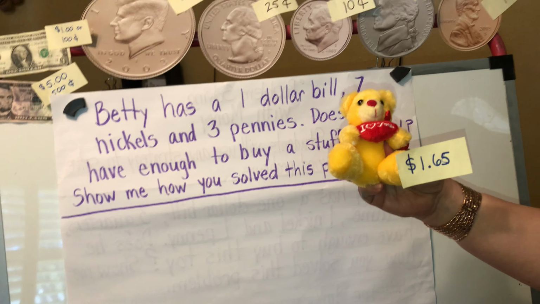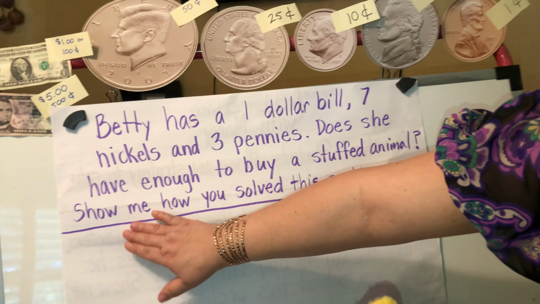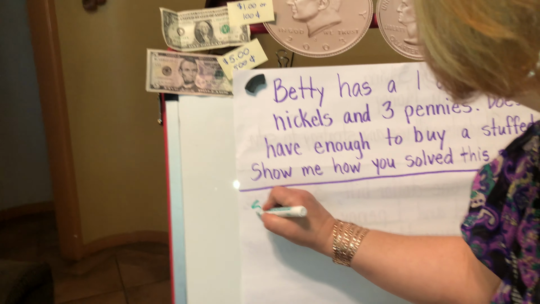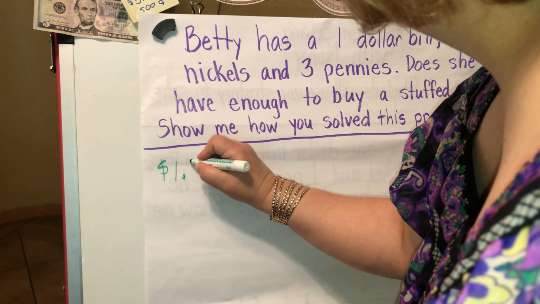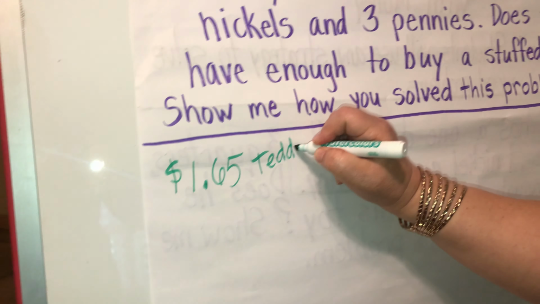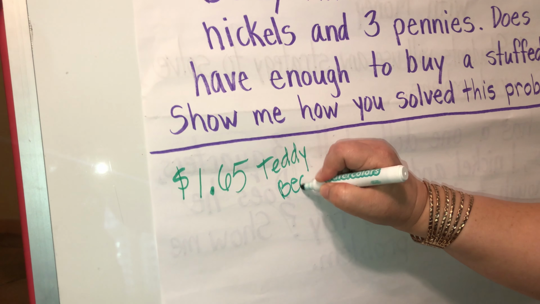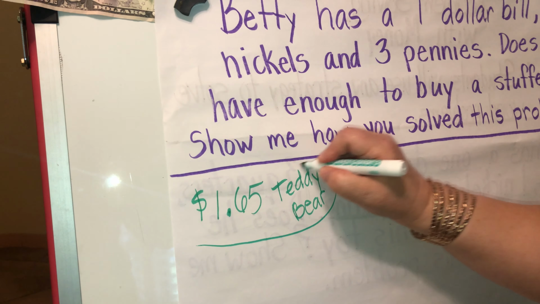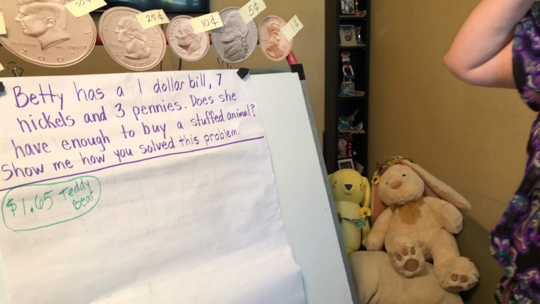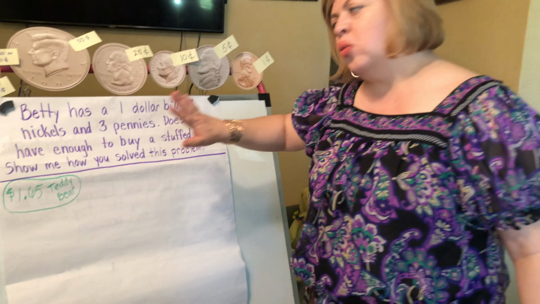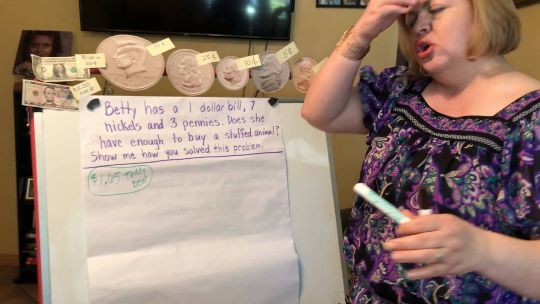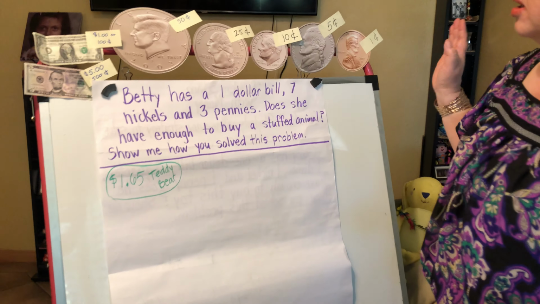So $1.65. I'm going to write the price of the stuffed animal up there so that I don't forget. $1.65 for the teddy bear. Okay, so that's the price tag of the teddy bear. So that's how much she needs. Now, you're going to solve it, but we're going to look at this together and do the underlining together, and then you will complete it in your notebook.